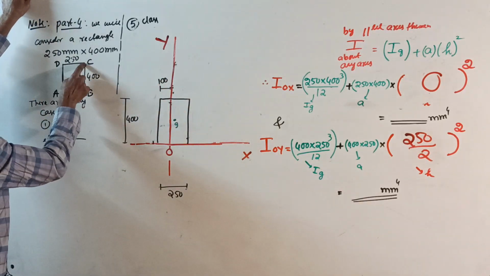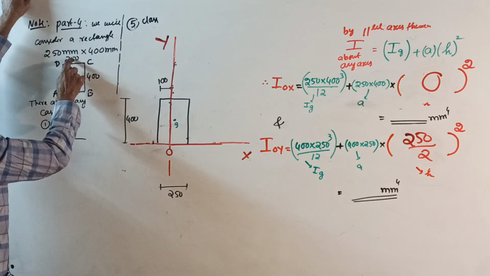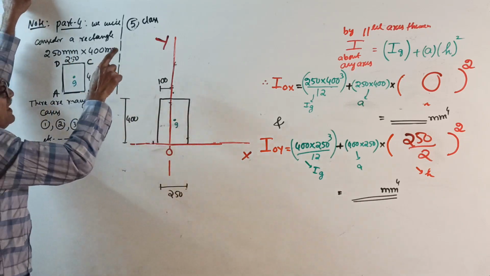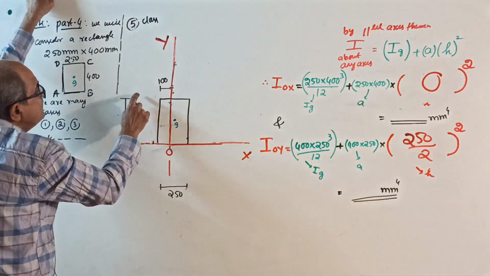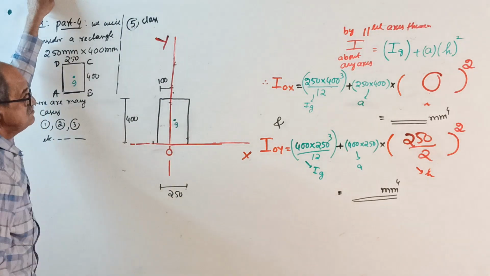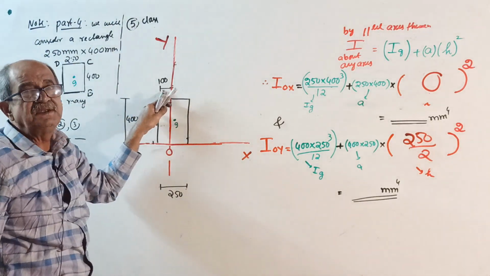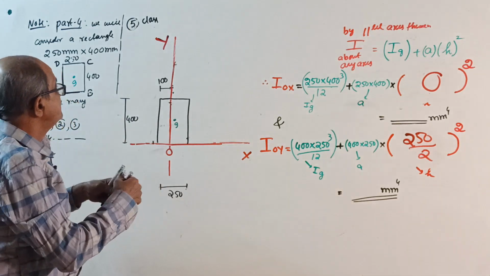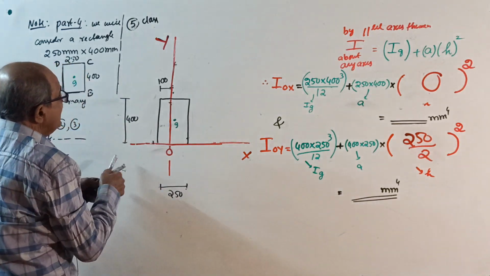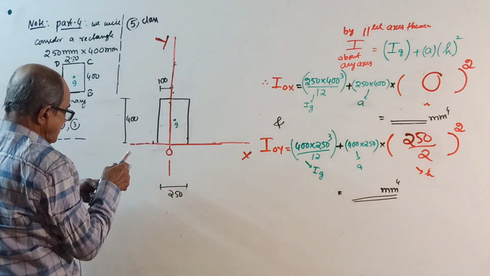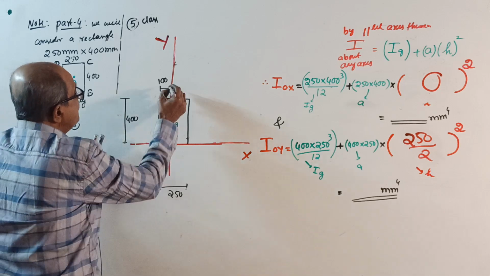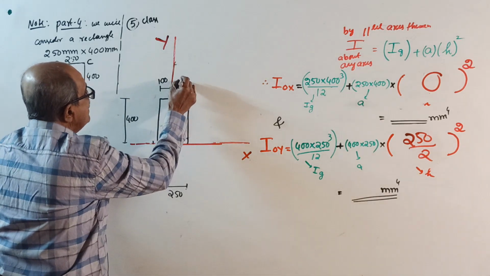The width 250 you write here. 100 mm lies to the left of OY. Write the question. So, if that is 100, this is 150. 100 is given in the question; from 250 subtract 100, this will be 150.